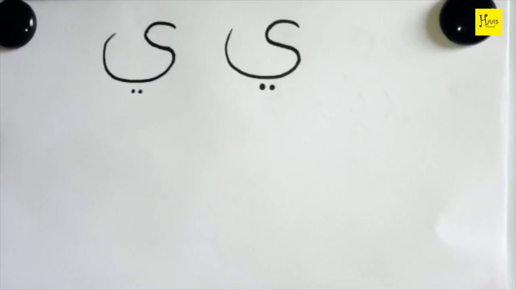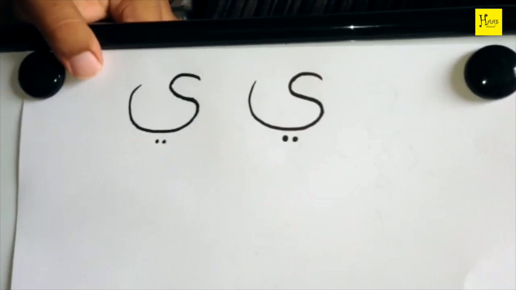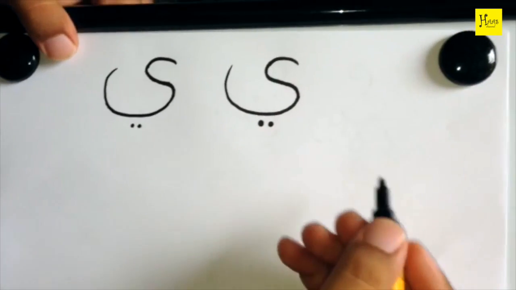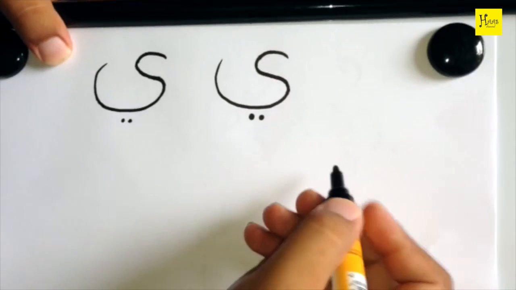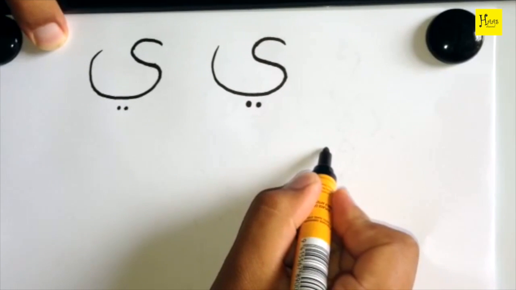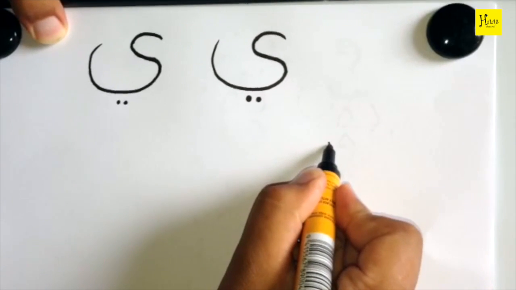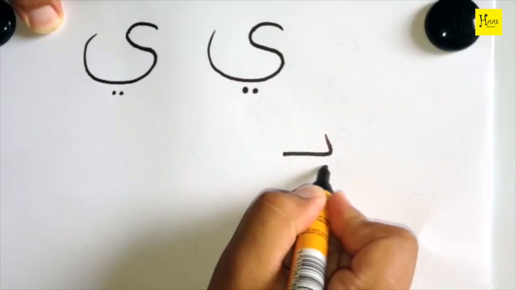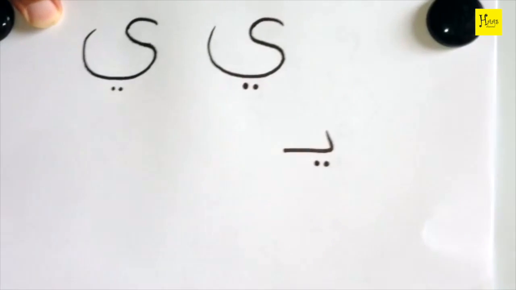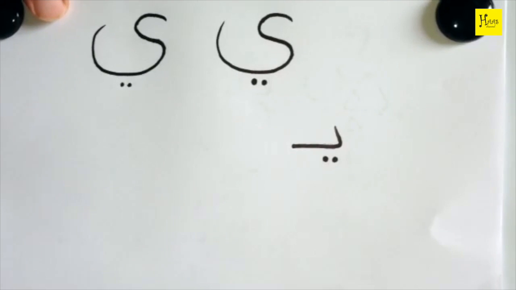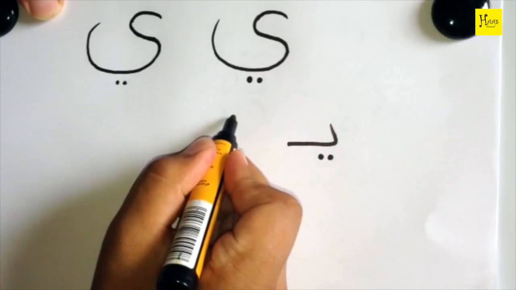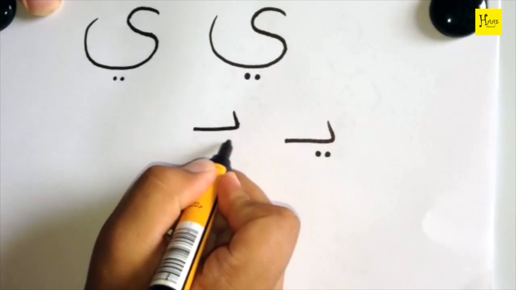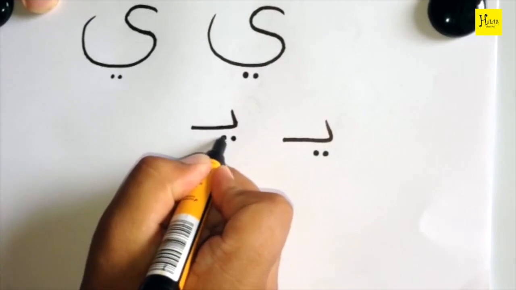Okay, so let's go with the initial position for Ya. Now the initial position for Ya is, look, we start with a little line here, then we go straight. Okay, I repeat it. With a little line, then we go.